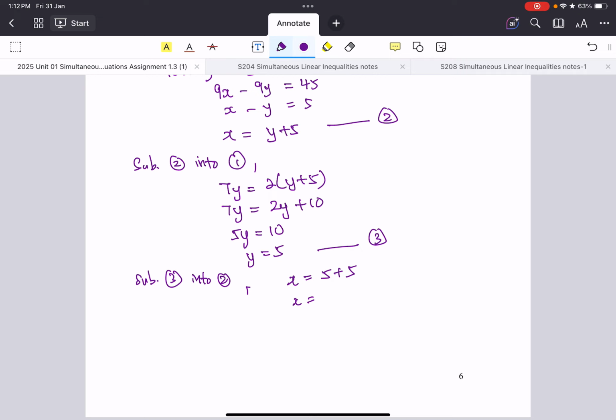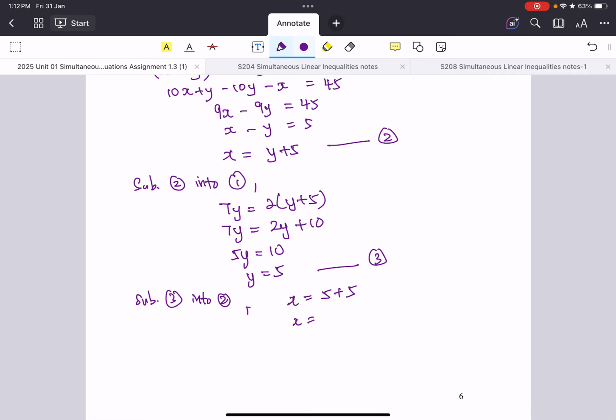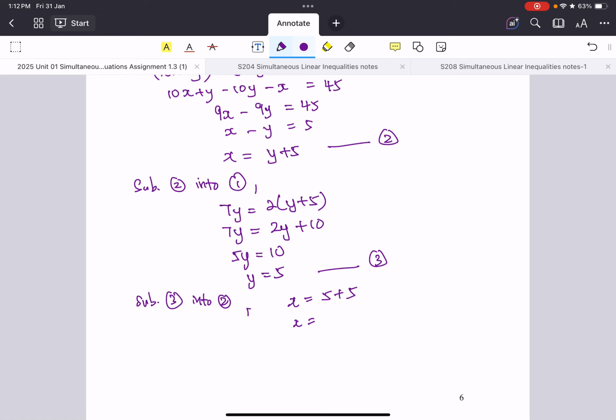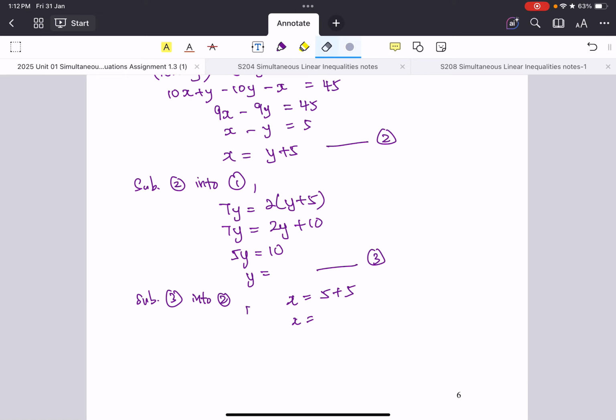X is equals to, wait, I wrote something wrong, didn't I? Yeah. Okay, I wrote this wrongly. This is 2, right? So that means this will be 2 plus 5, x equals to 7, right? Corrected my mistake, right?